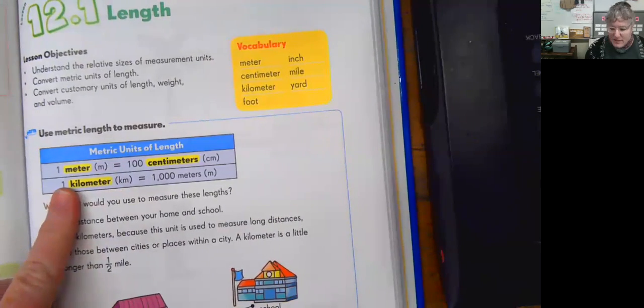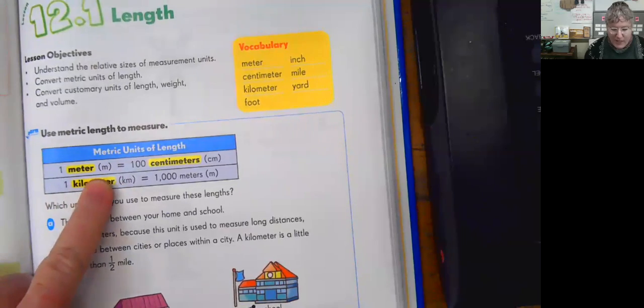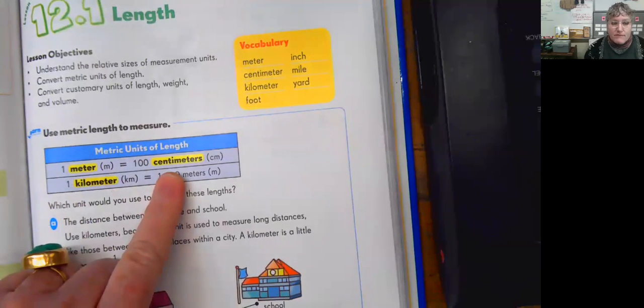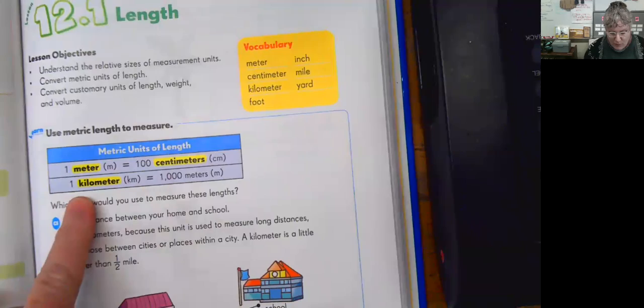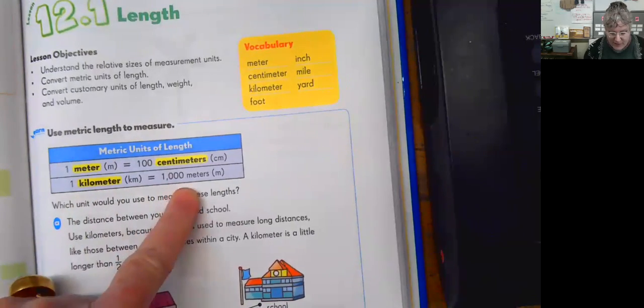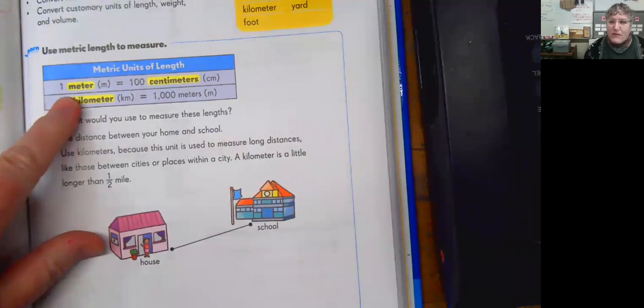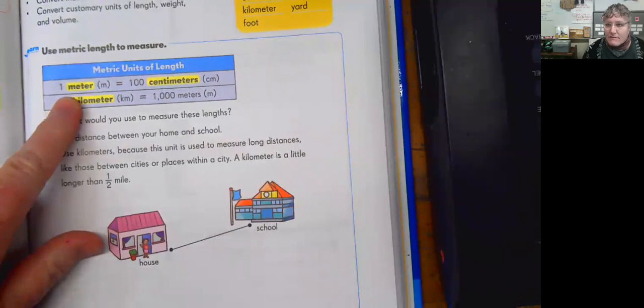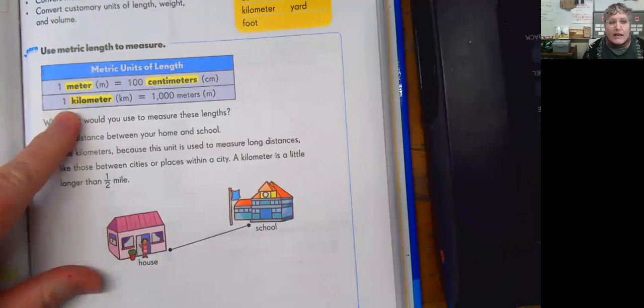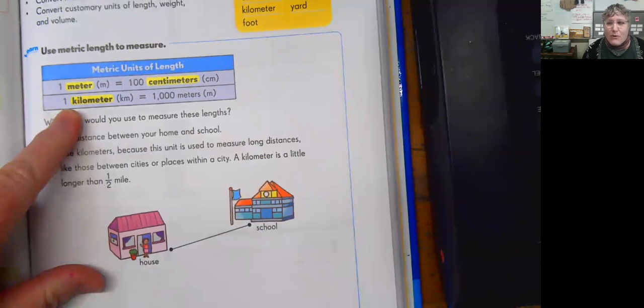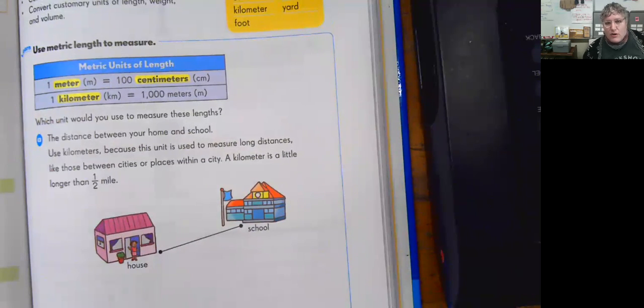So we're going to look at metric measurement. This blue box is telling us that 1 meter equals 100 centimeters. Also, 1 kilometer equals 1,000 meters. So a meter is about the length of a yardstick, and a kilometer is about a mile. So a mile and a kilometer are very similar to each other.